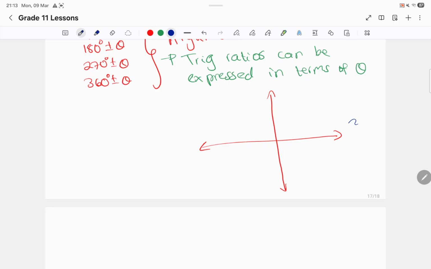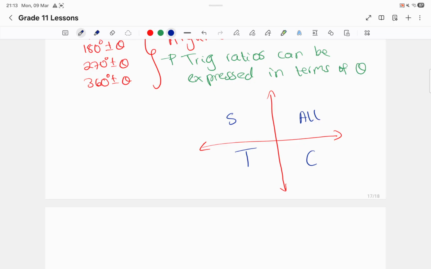So the polarity of trig ratios, the way it works is, here we've got the first quadrant, right? We've got all trig ratios that are positive. In the second quadrant, we've got only sine, which is positive. In the third quadrant, only tan is positive. In the fourth quadrant, only cos is positive. And then you'll be able to play around with these values.